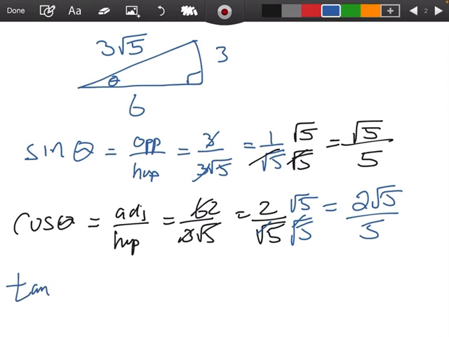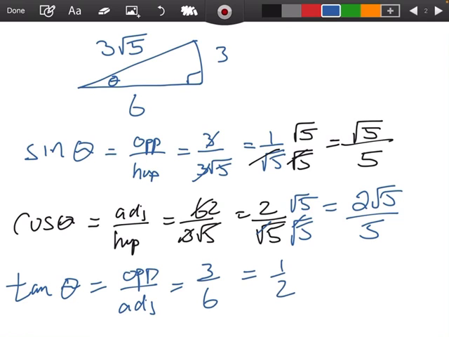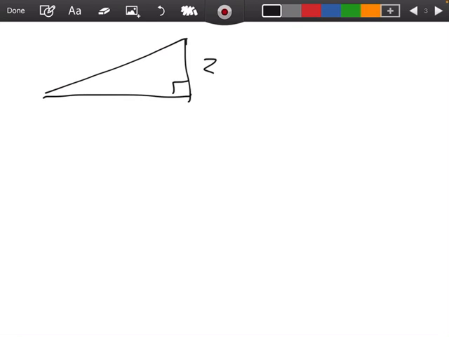And now we have the tangent of our angle, which is the opposite over the adjacent. So the opposite is 3 over the adjacent, which is 6. We can reduce that to 1/2, right? Okay, so now let's do this one more time. Draw my triangle again. So we said this was 3, this was 6. There's my theta. This was 3 square root of 5.